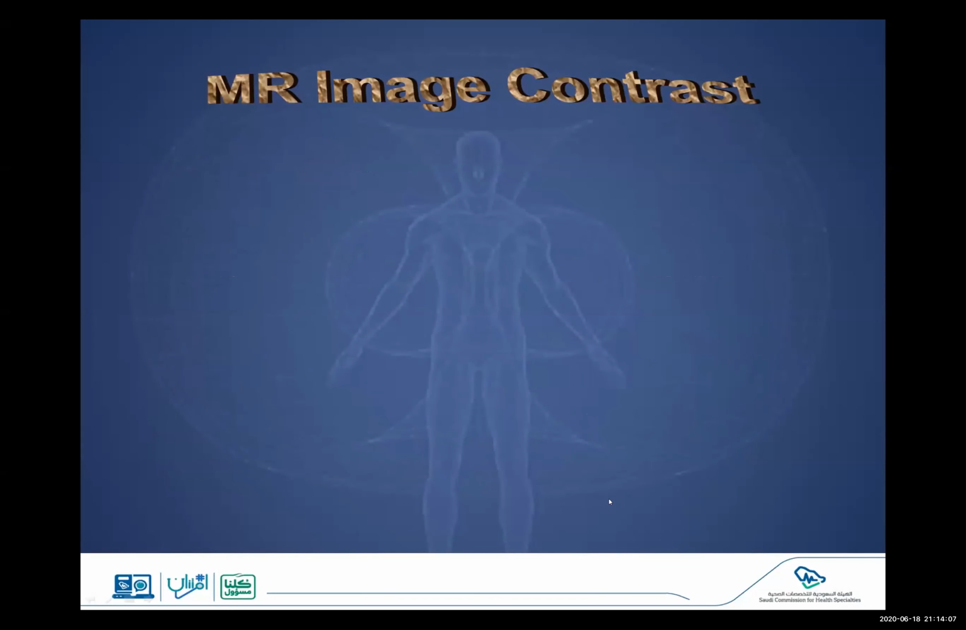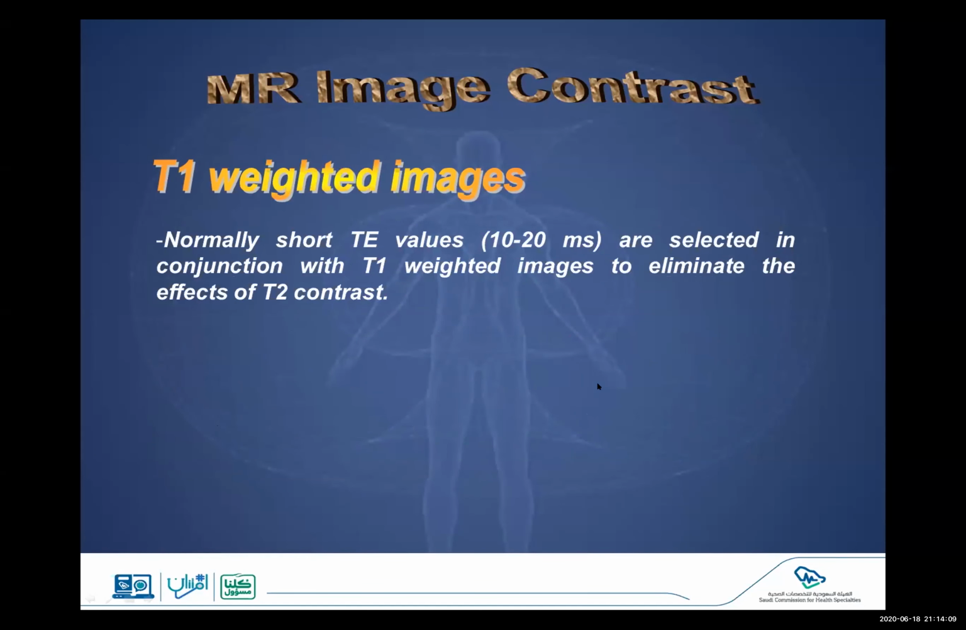So normally we use, again, short TE values. Why? As you remember in that equation, we try to diminish the effect of the T2 term. And that T2 term mathematically can be diminished by selecting a short TE value. Short means between 10 and 20 milliseconds. That will make the T2 term equal 1, and accordingly, it has no effect on your image contrast.